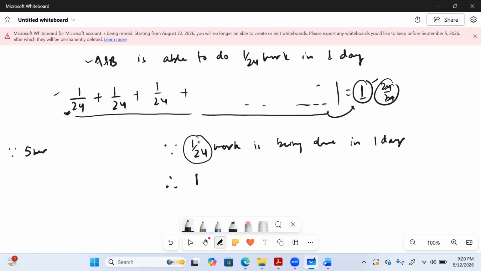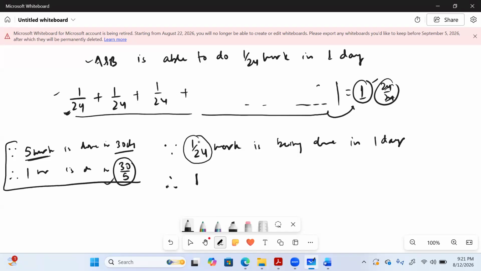Like if I would have said that 5 work is done in 30 days, and so one work is done in how many days, how do we calculate? The unitary में how do we calculate? 5 work is done in 30 days, so 1 work is done in 30 by 5. Fine. This is what we do, है ना unitary में? Yes sir. Just keep this reference.